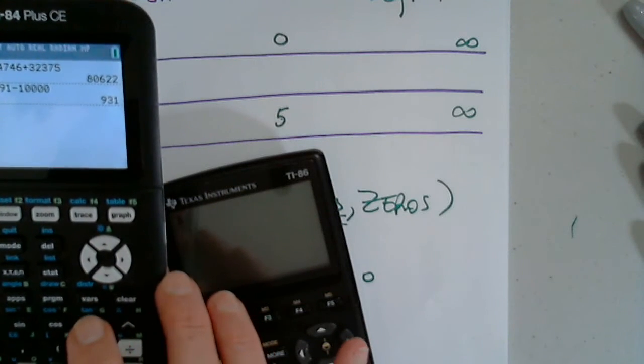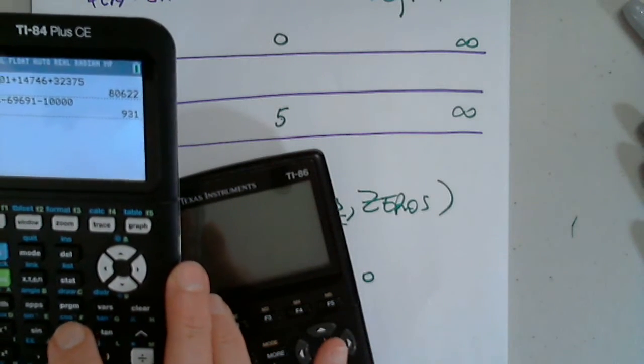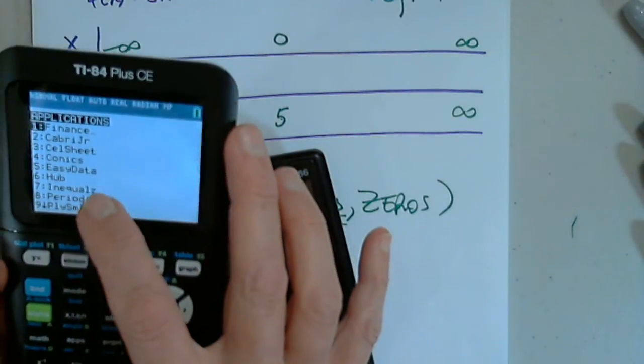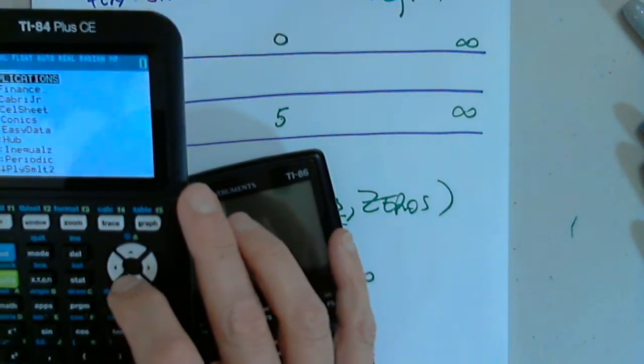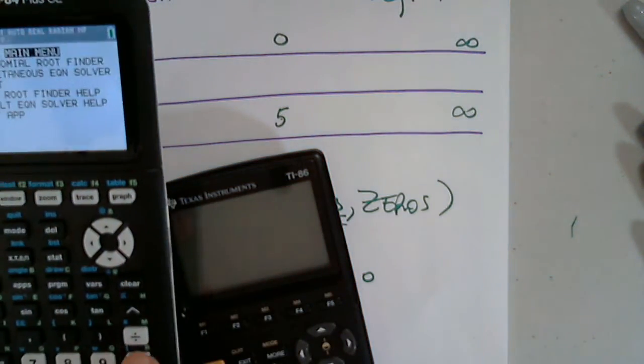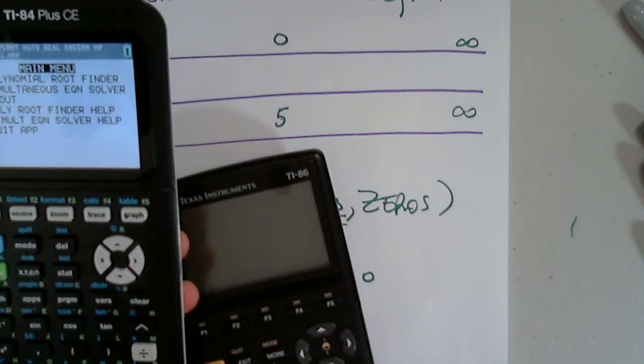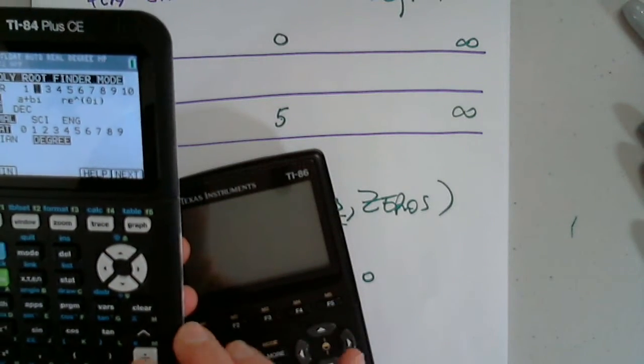Professor, I actually figured out how to do that. Yes. So you go to apps, and it's number 9. Oh, that's it. Very good. Thank you very much. Here it is. Polynomial root finder. Excellent. Thank you very much. I knew it was in there, okay.